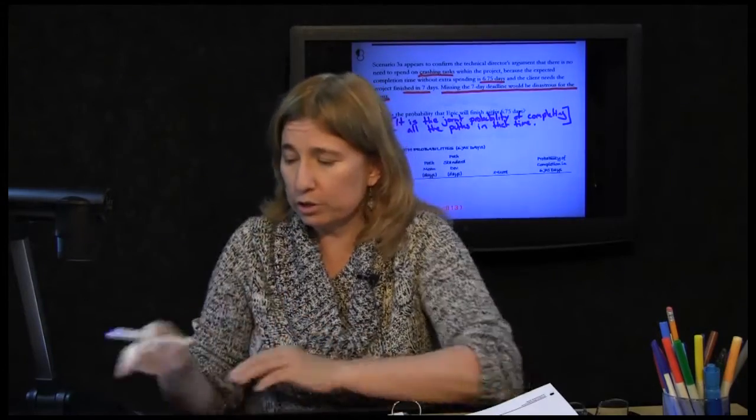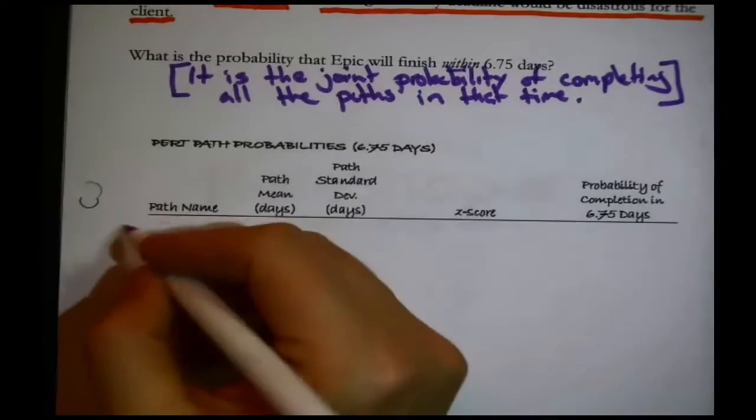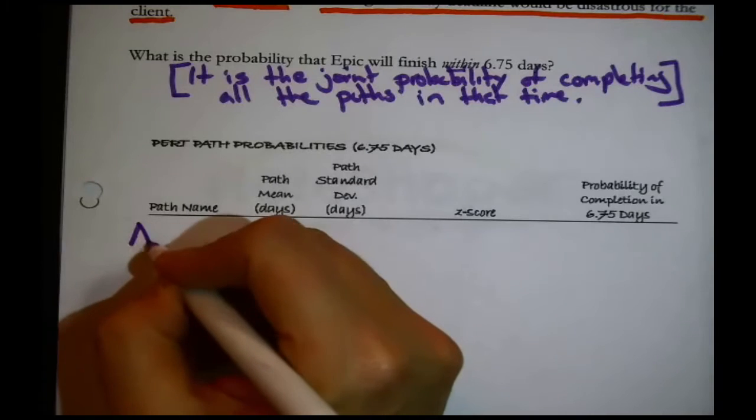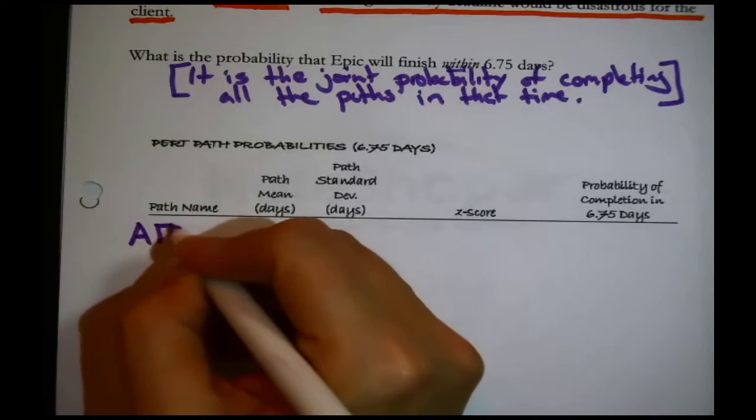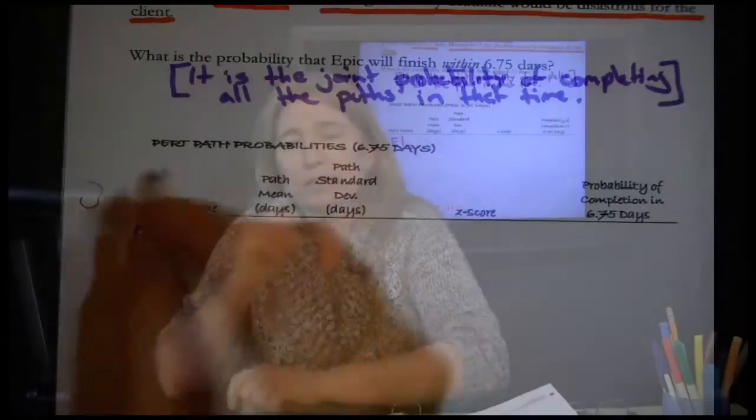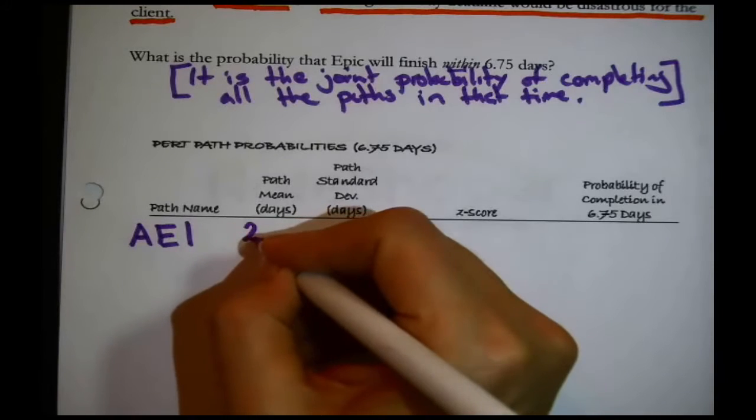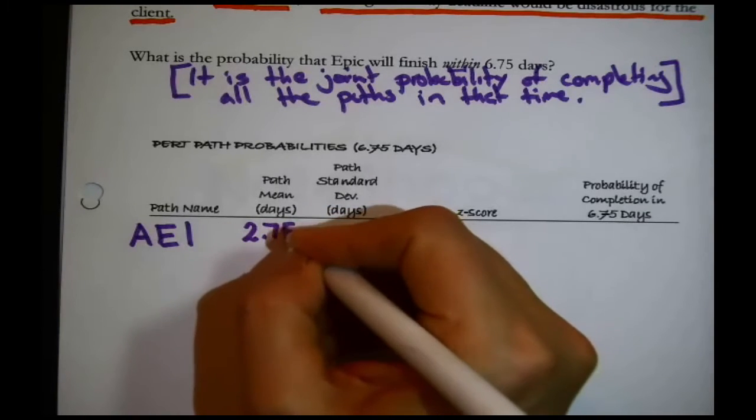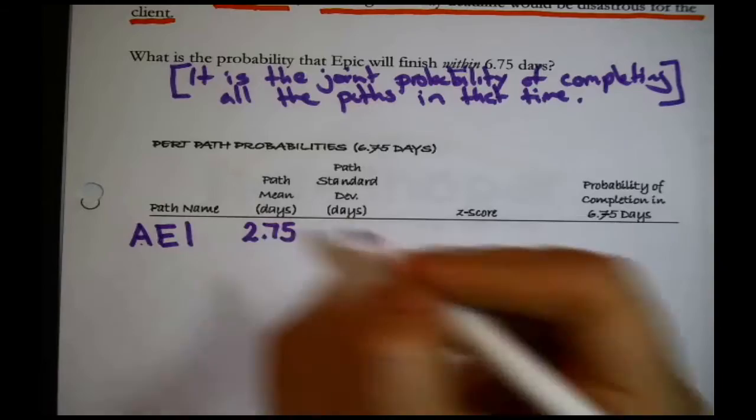One of them is quite short. Let's just begin with that one. That path is A, E, I. That's a sequence of activities, A, E, and I. Now, we ask ourselves, what is the length of that path? Well, you add the expected time for A plus the expected time for task E plus the expected time for task I. I did that in my notes. That path is quite short. It is 2.75 days long when you add up these durations.